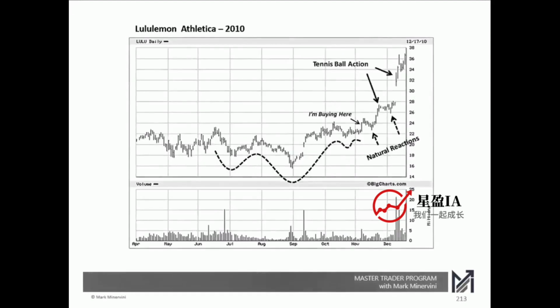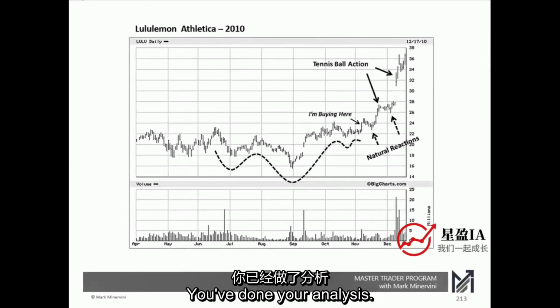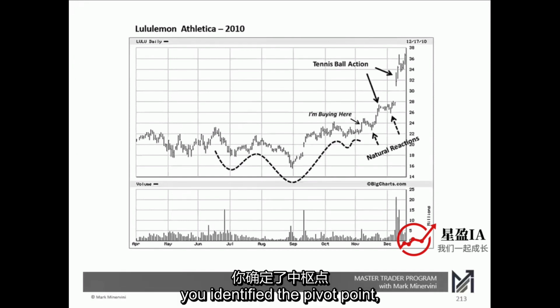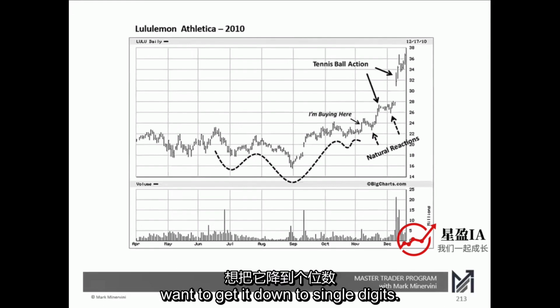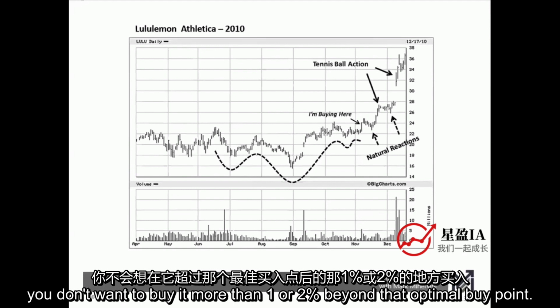When you buy a stock and it's coming out of these bases and coming through this pivot point, you've done your analysis, you're in the uptrend, you found the VCP, you identified the pivot point. David and I talked about that right side being really tight; we want to get it down to single digits. When it comes out of that buy point, you're going to buy just as it goes through there. You don't want to buy it more than 1 or 2% beyond that optimal buy point.